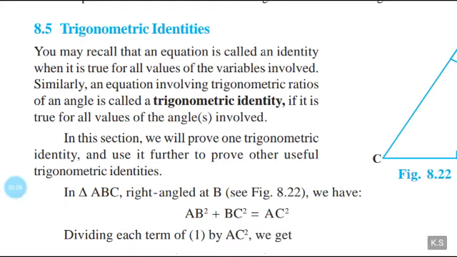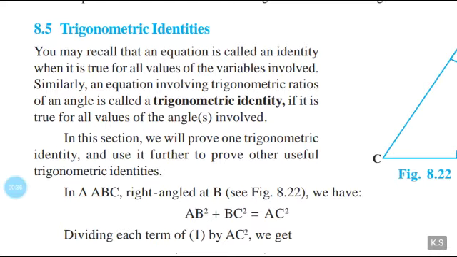See students, we know that an equation is called an identity when it is true for all the values of the variables involved. Similarly, an equation involving trigonometric ratios of an angle is called a trigonometric identity. So let me repeat, an equation involving trigonometric ratios of an angle is called a trigonometric identity if it is true for all the values of the angles involved.